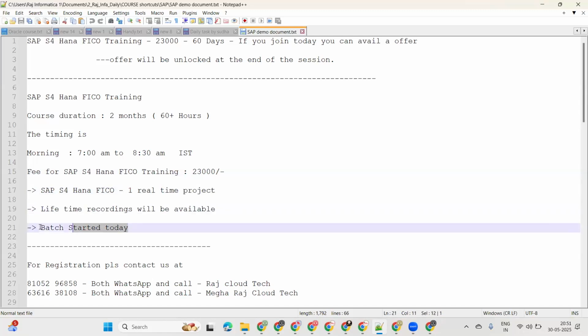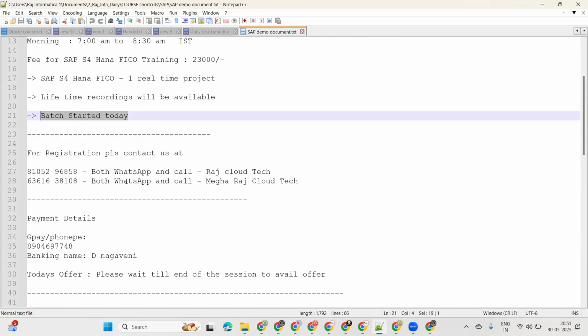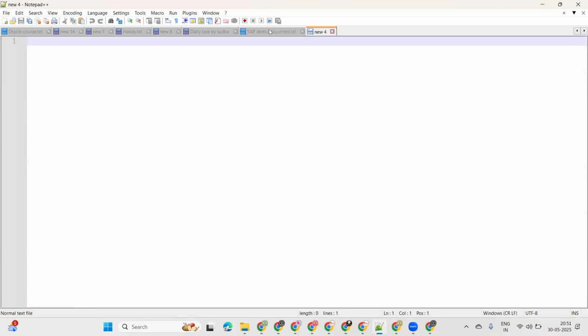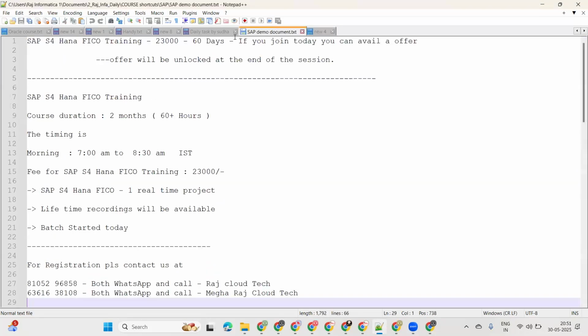And the new batch started today. For registrations, you can contact us on these two numbers, 8105296858 and 63616381108. These two are our registered WhatsApp numbers and calling numbers as well. You can take a screenshot, or you can note these numbers and give me a call back on these numbers. Okay, as I said, there is a flat 15% discount available.